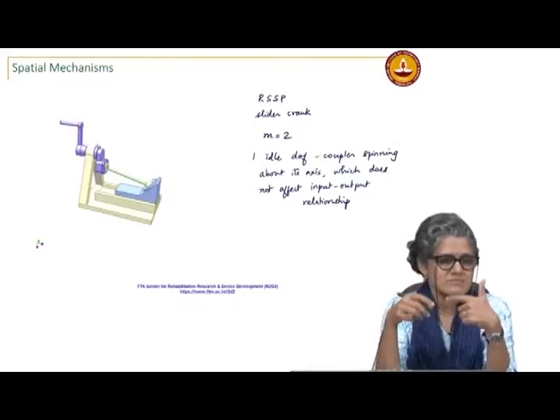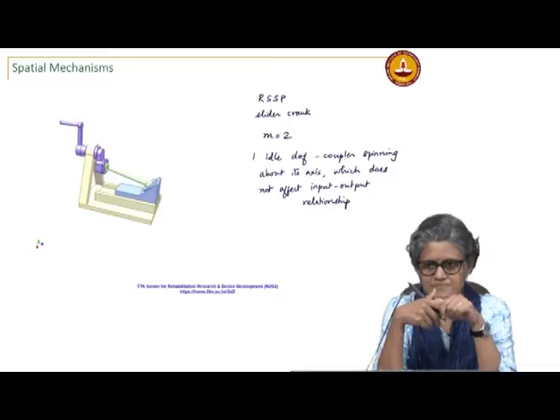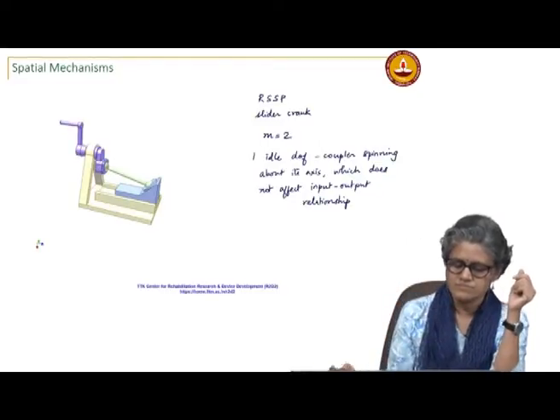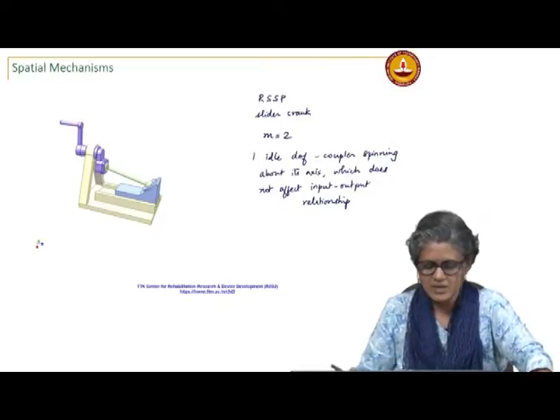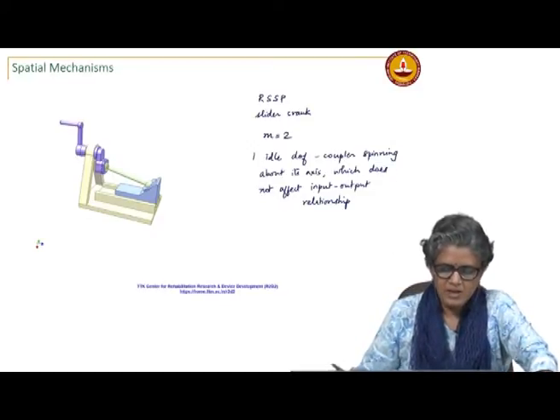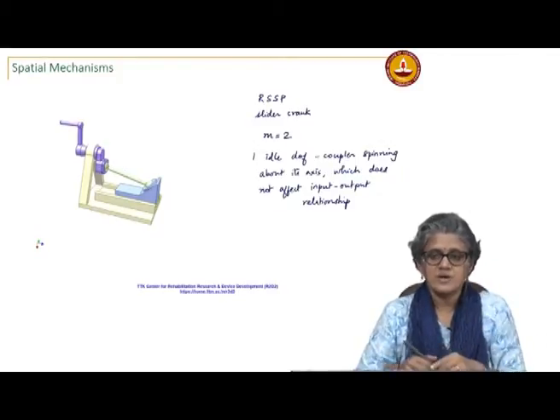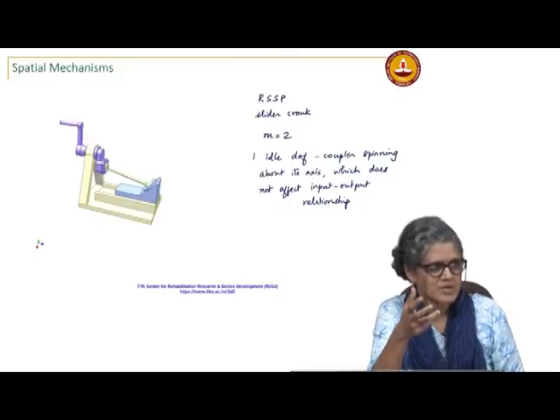unless for some reason that is desired or required, that is part of the output that you are looking at. If this is attached to some kind of an indicator or something, and that motion is of consequence, then you would not call it an idle degree of freedom.